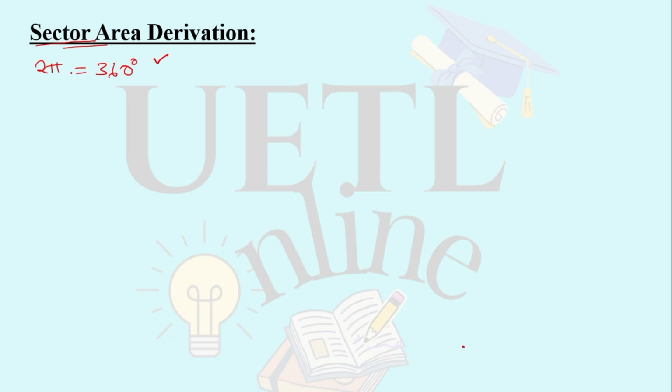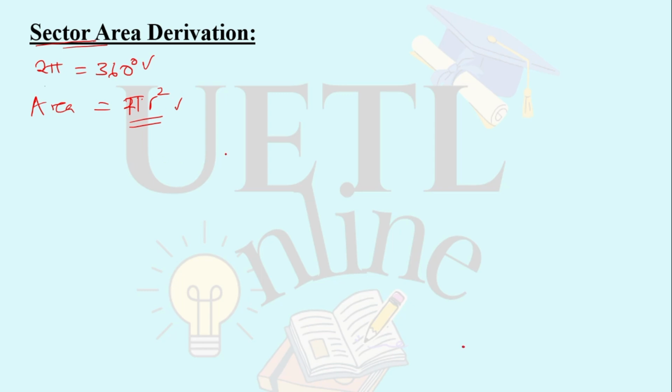This means that 2 pi radians is equal to 360 degrees. The other thing is we know that the area of a circle is equal to pi r squared. So we're going to be using this one. This is the area of a circle.